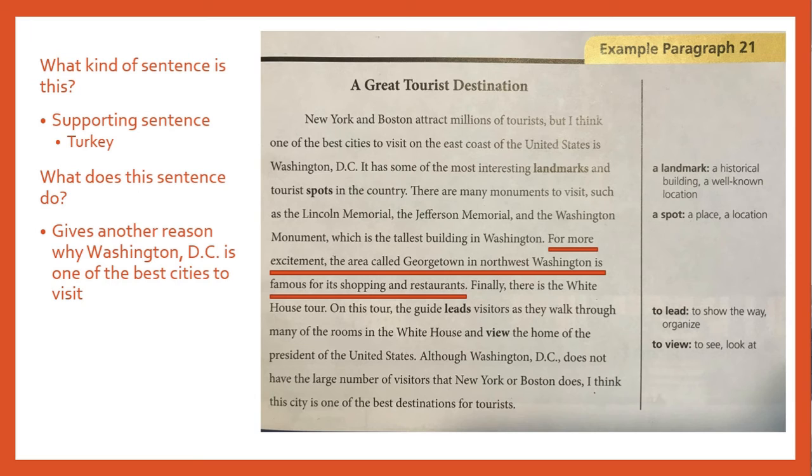So in addition to the interesting landmarks and tourist spots, Georgetown has famous shopping and restaurants for people to do while they're visiting. So this is support for the topic sentence instead of more information and more detail about a supporting sentence.